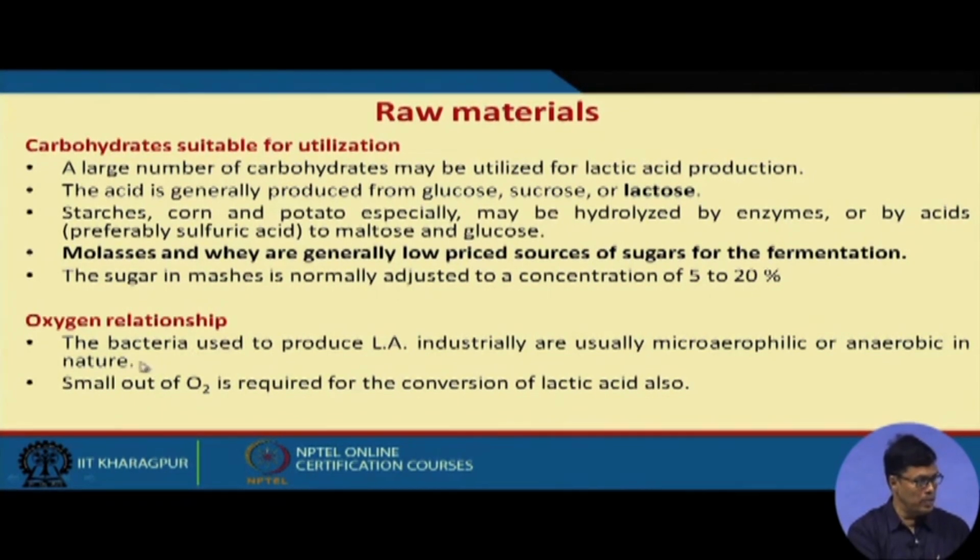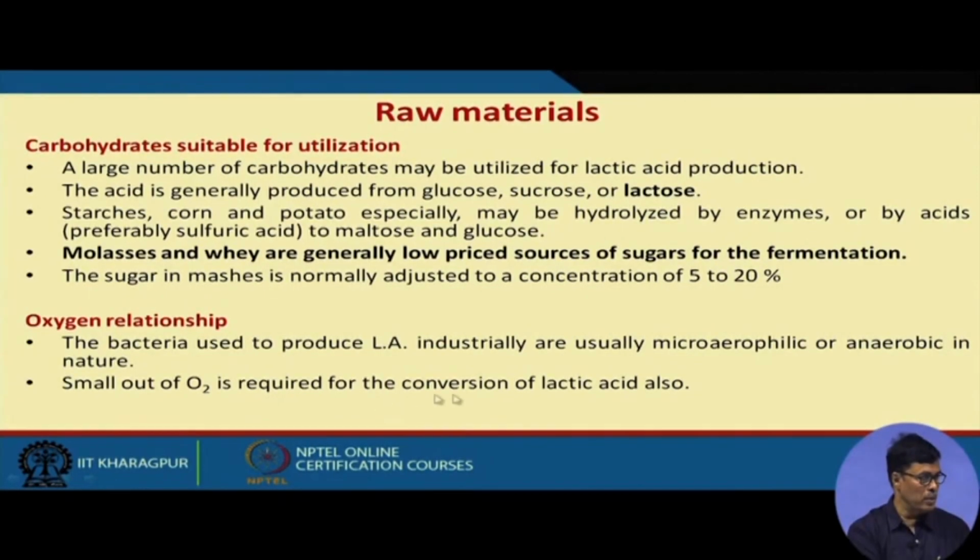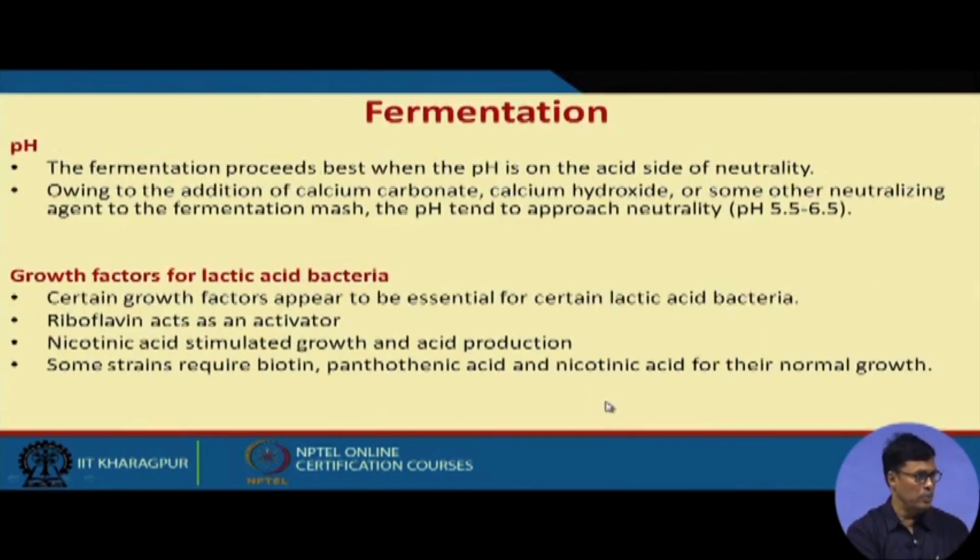The oxygen relationship: the bacteria, as I pointed out, used to produce lactic acid industrially are usually microaerophilic or anaerobic in nature. Microaerophilic means they require a little bit of oxygen for their growth and metabolism. Also, they mostly grow under anaerobic conditions. A small amount of oxygen is required for the conversion of lactic acid also.